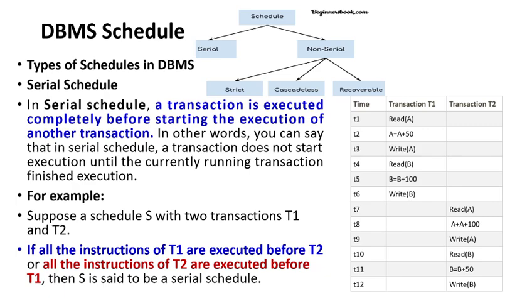In a serial schedule, a transaction is executed completely before starting the execution of another transaction. For example, suppose a schedule has two transactions, T1 and T2. If all instructions of T1 are executed before T2 or all instructions of T2 are executed before T1, then S is said to be a serial schedule.